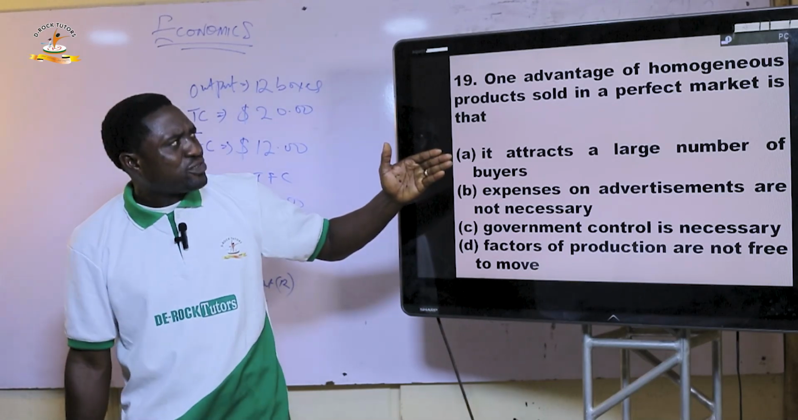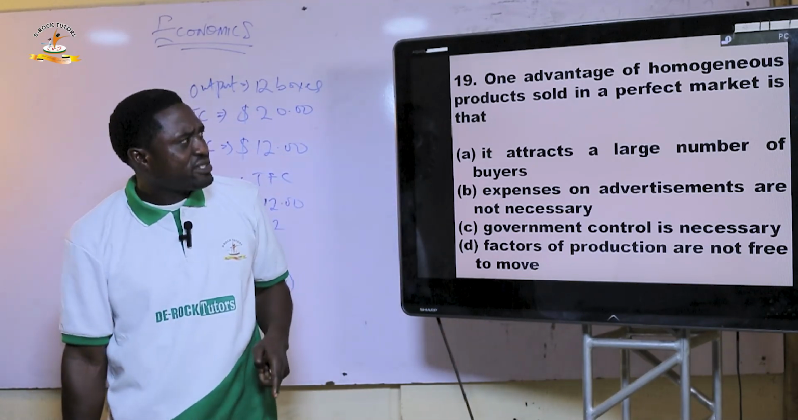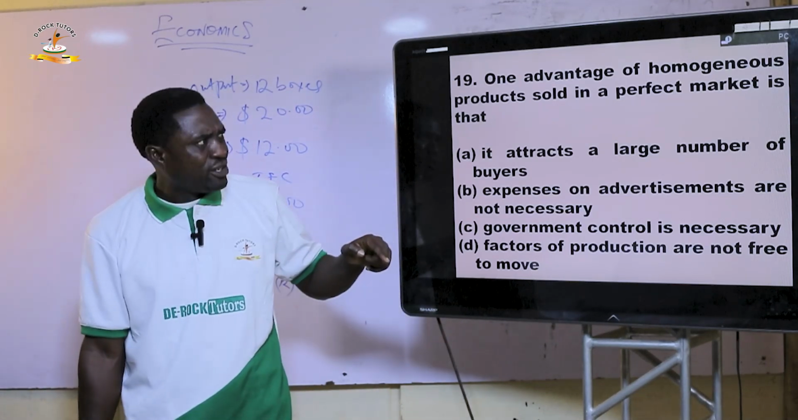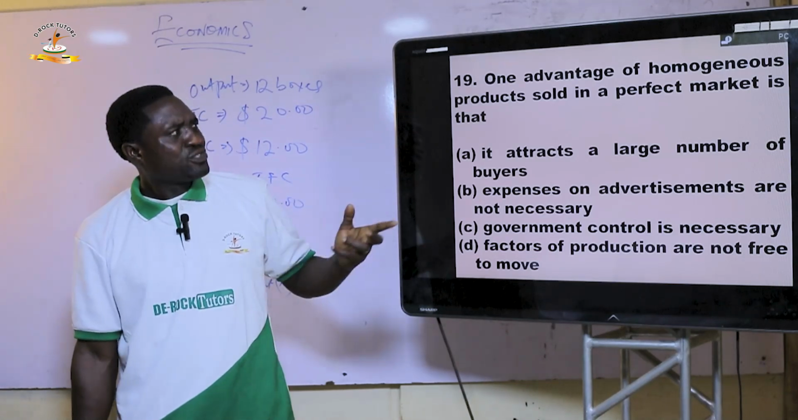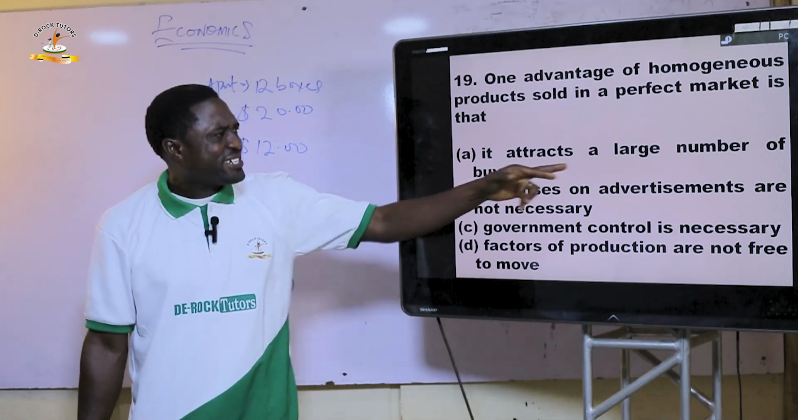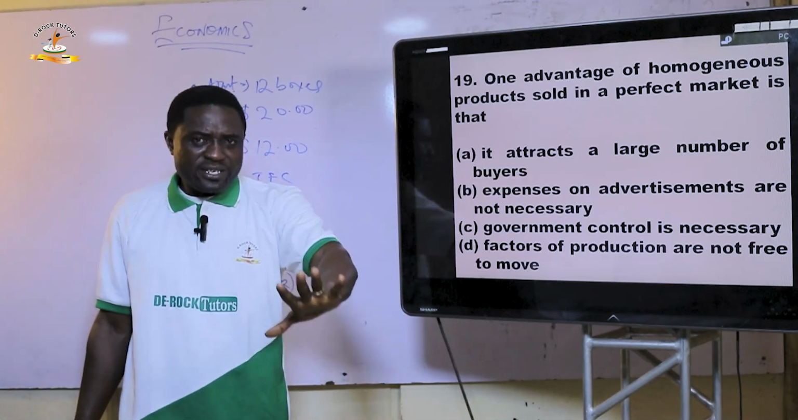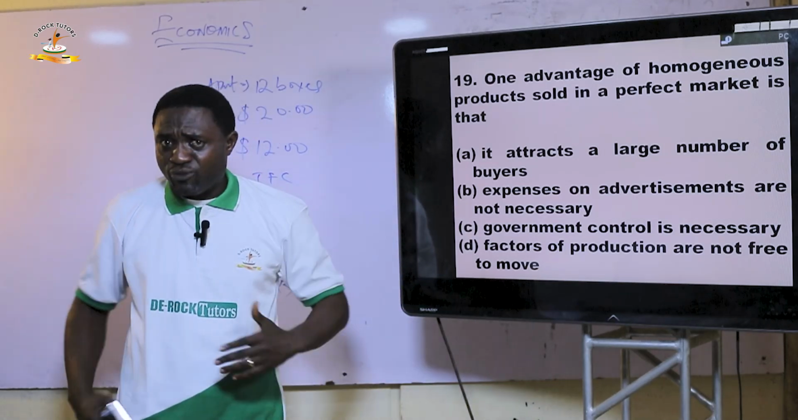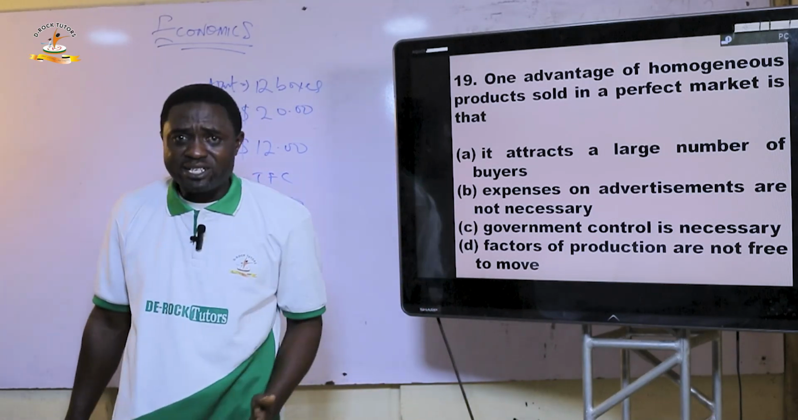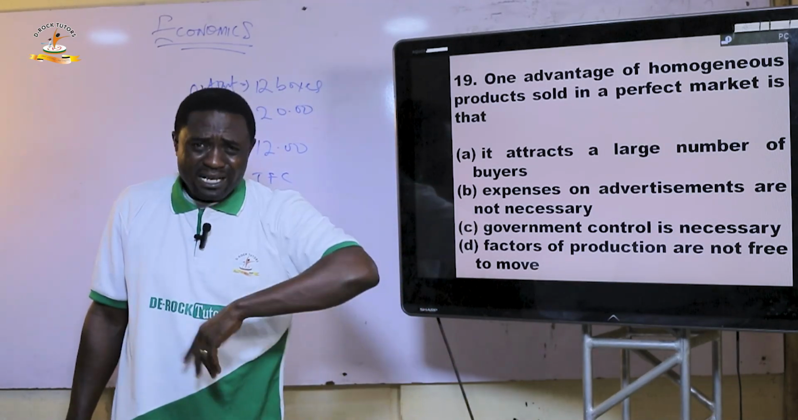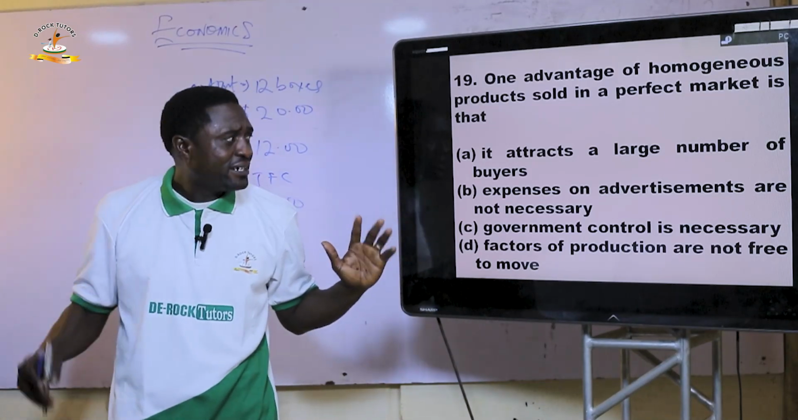So now let us look at it. Now say one advantage of homogeneous products. Let's check: advantage of homogeneous products sold in a perfect market. It attracts a large number of buyers and sellers. We already know that we have a large number of buyers and sellers. Free entry and free exit. Anybody can come into the market. They sell their product and they can get out anytime they feel like.